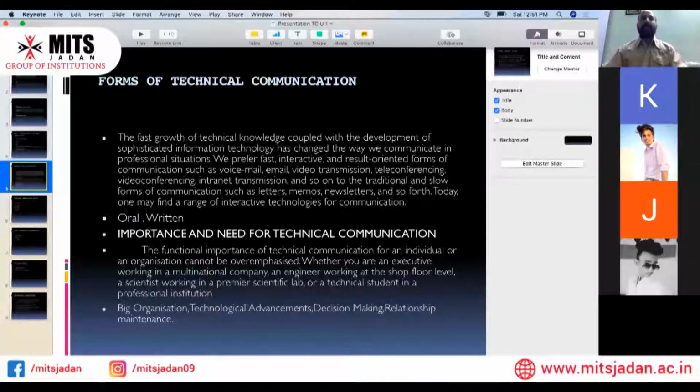Because the technology is changing every day, it is becoming very important for us to be updated and to use that particular advanced technology. Technical communication helps a lot. The third one will be decision making.